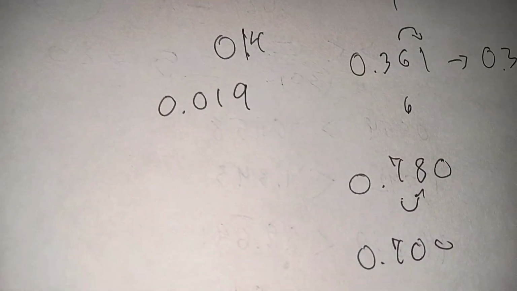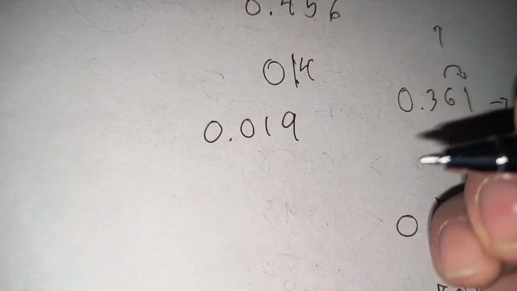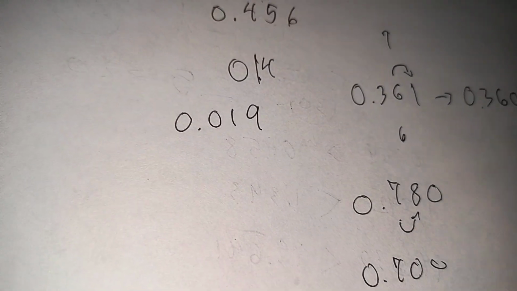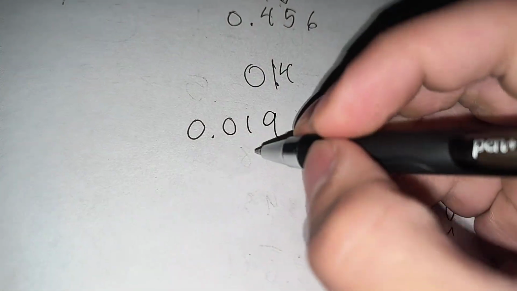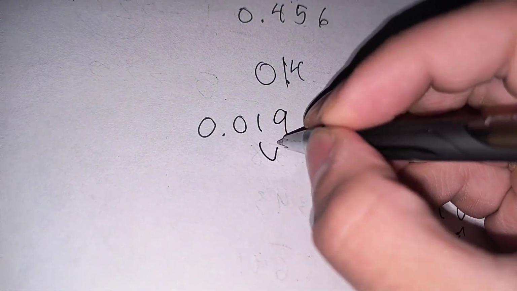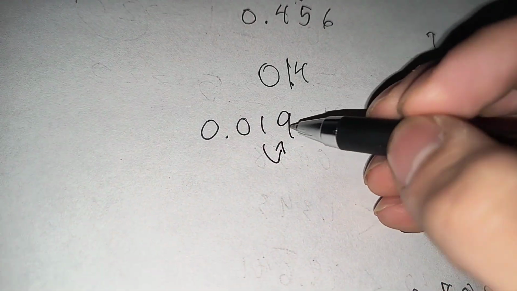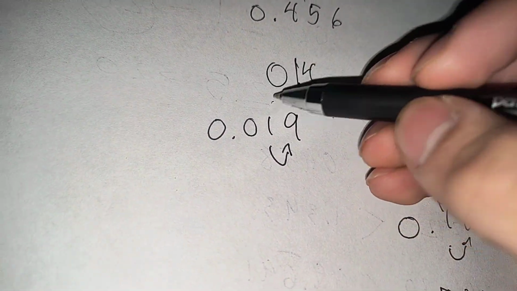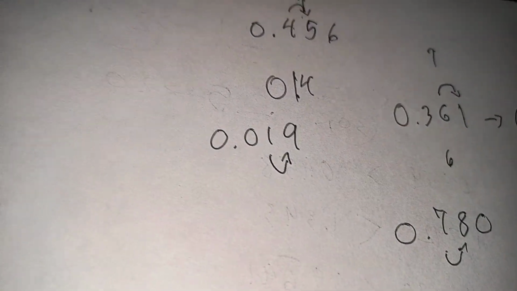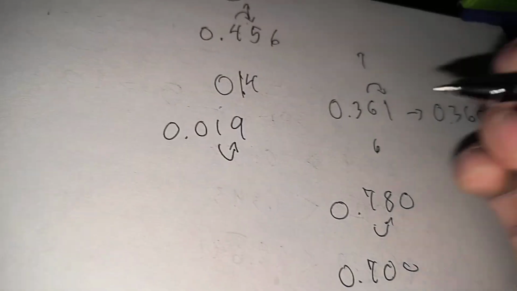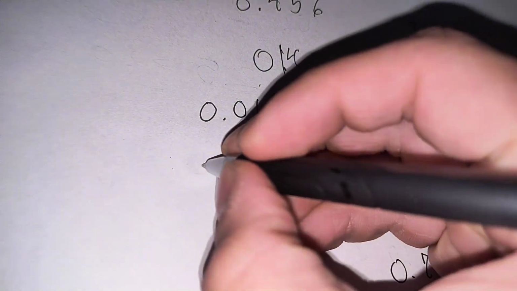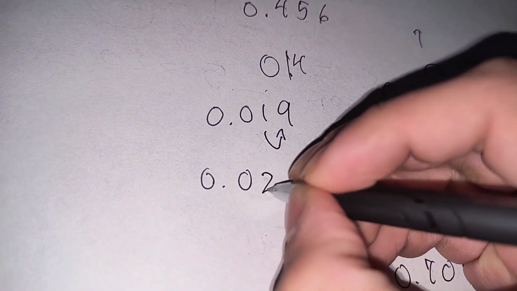What about the number 0.019? Well, we round to the nearest hundredths. We look at the hundredths place, look at the one after it, the thousandths place. Is this closer to 0.02 or 0.01? Well, it's closer to 0.02. So then this is 0.020.